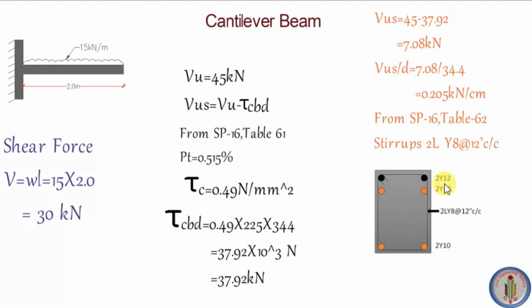reinforcement details. So top bar 2y12 and extra bar is 2y10, bottom bar is 2y10, and stirrups we are providing 2-legged y8 at 12 inch center to center. You can see these stirrups are holding the longitudinal bar, the 2-legged stirrups.